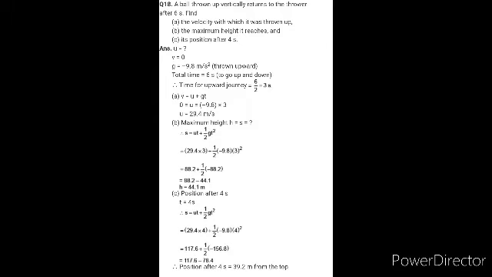Okay, bachcha, proceeding on with the last question, question number 18. A ball is thrown vertically upward, returns to the thrower after 6 seconds. Find the velocity with which it was thrown up. Second, the maximum height it reaches. Third, its position after 4 seconds. So you have the question in 3 parts. A ball is thrown vertically up.